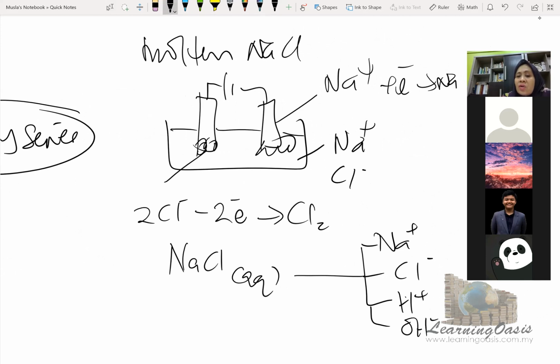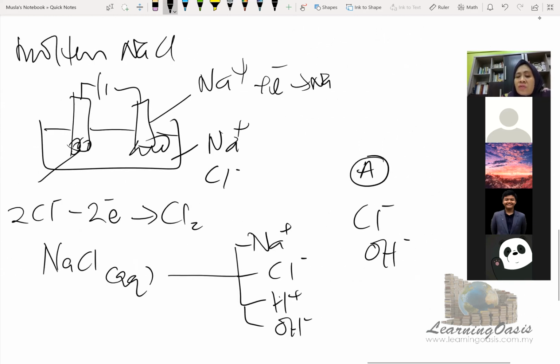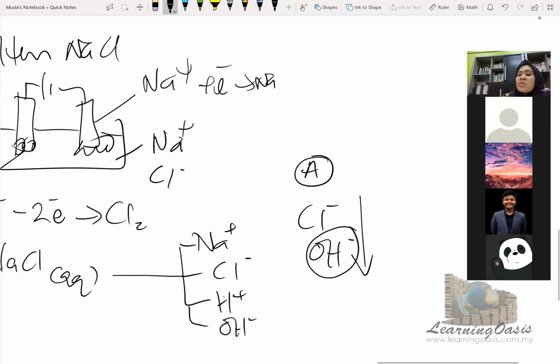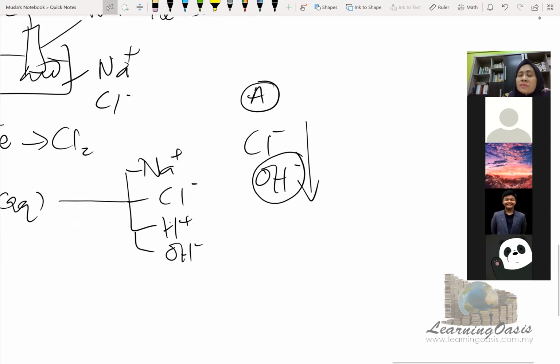At the anode will be the chloride ion, and at the cathode you have the sodium ion. But if you have aqueous sodium chloride, you have a choice of Na plus, Cl minus, H plus, and OH minus. So what will be chosen at the anode? You have to choose OH minus, because OH minus is less reactive than the chloride ion. So what's your equation here?